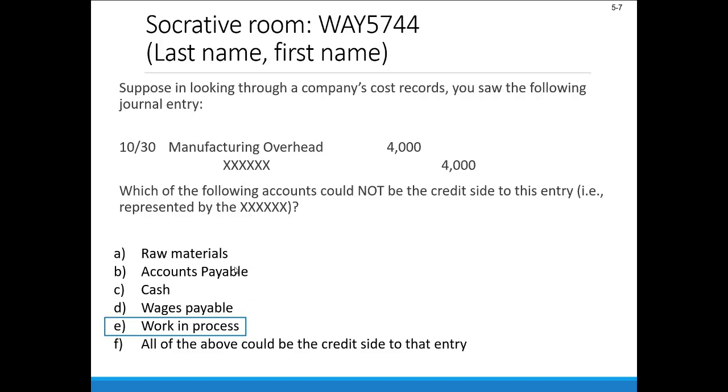Everything else could be on that credit side. If it was materials, we'd be talking about the use of indirect materials. If it's accounts payable, we'd be talking about some other overhead cost incurred on account. It could be factory property taxes, insurance, whatever. It could be cash, again, if we were paying for some overhead cost with cash. And it could be wages payable if we were talking about indirect labor costs.